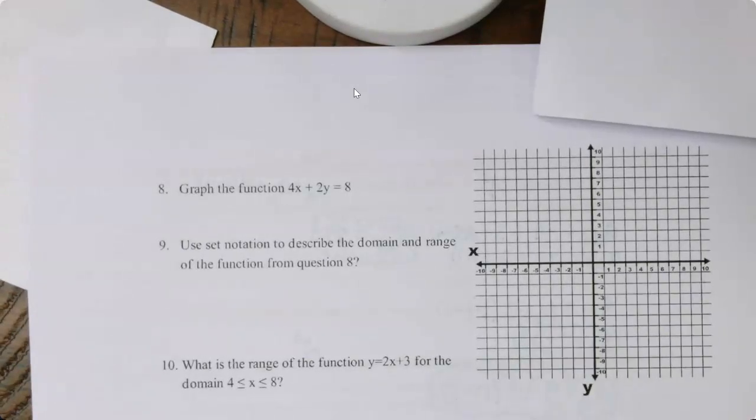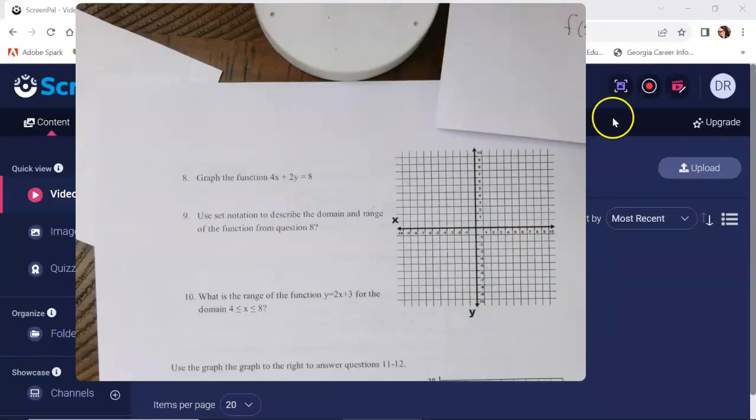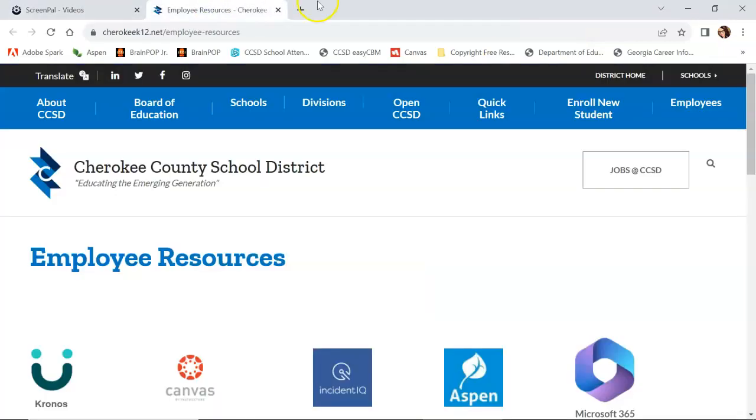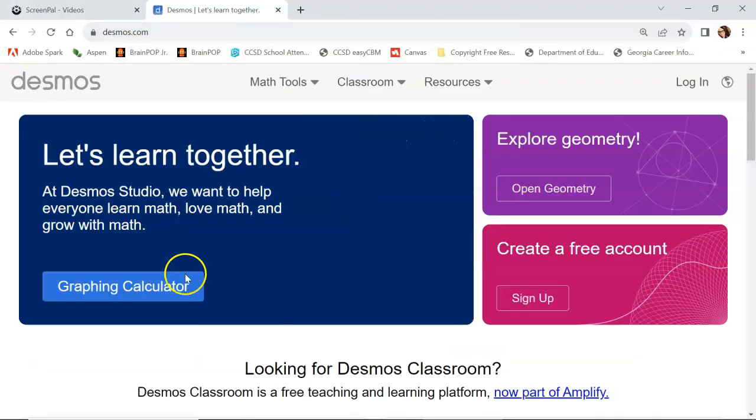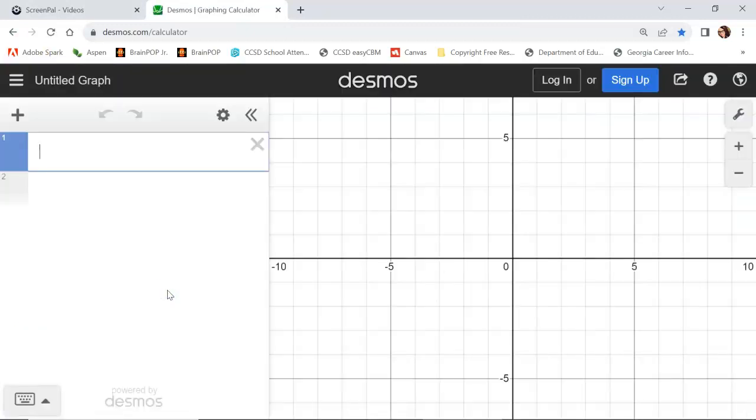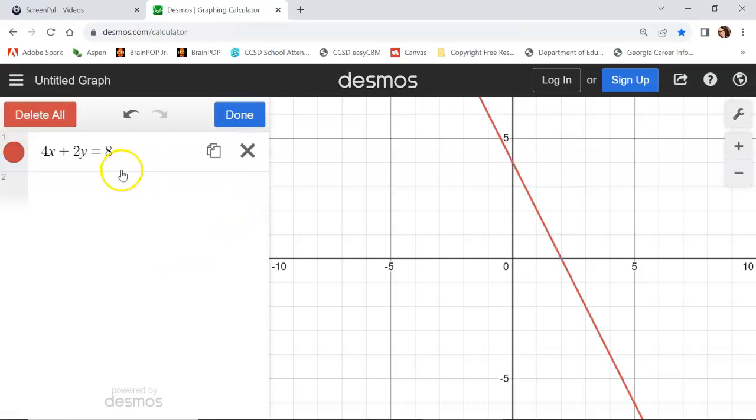When you are on the test, you will have access to Desmos. And I'm going to show you how to use Desmos right now. So let's go to Desmos. We're going to type in this function: 4x plus 2y equals 8.